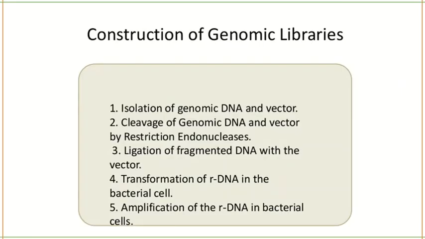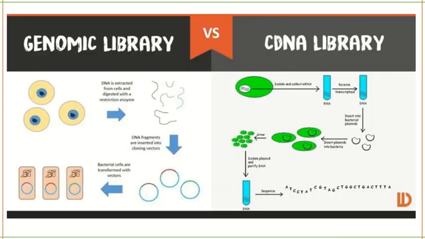Okay. So construction of a genomic DNA library has the following steps. First, isolation of DNA and isolation of vector. Then cleavage of the genomic DNA and cleavage of the vector using restriction endonuclease. Then you ligate the DNA fragments into the vector. Now transformation of this recombinant plasmid into the bacterial cell, and amplification of the recombinant DNA in the bacterial cell. As the bacteria divides, your recombinant DNA will also get amplified. So that is what is happening in the genomic DNA library.